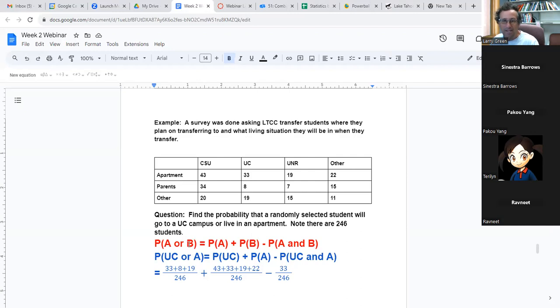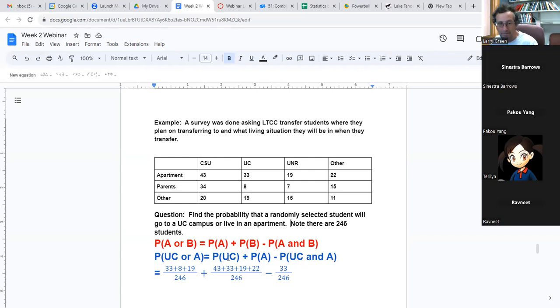So now what we can do is we want to find out the probability of going to a UC campus or living in an apartment. So P of UC or A. So I use the formula. That's P of UC plus P of A minus P of UC and A. Any questions on that?